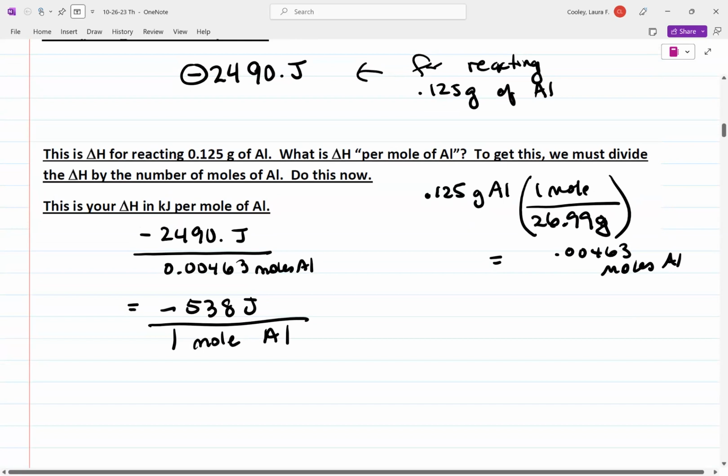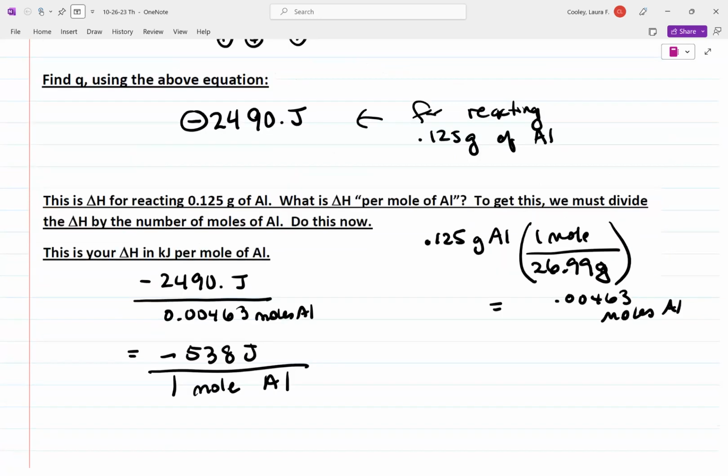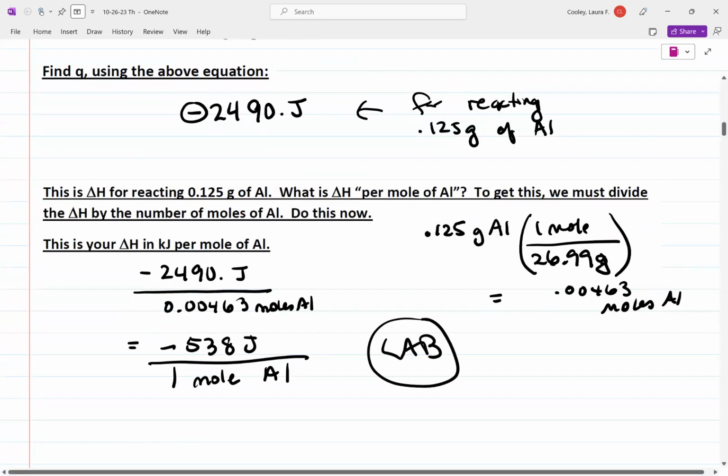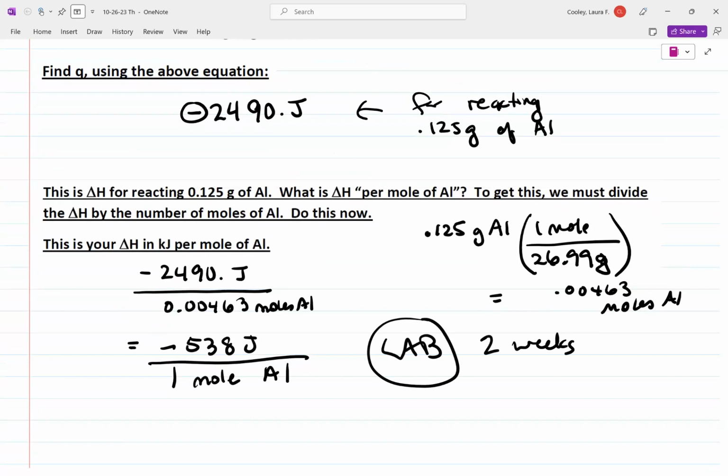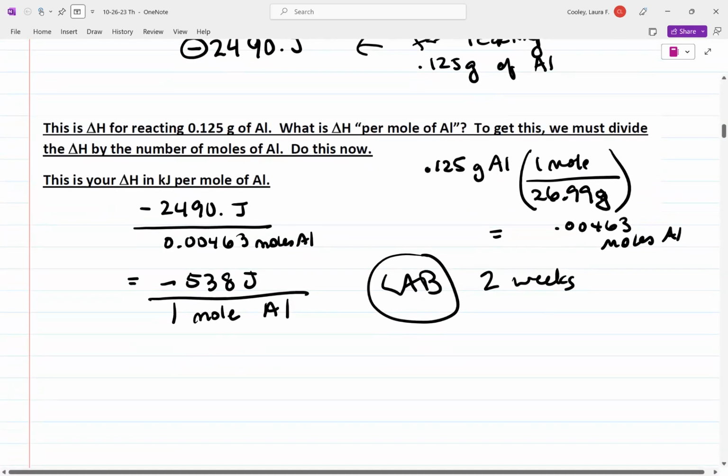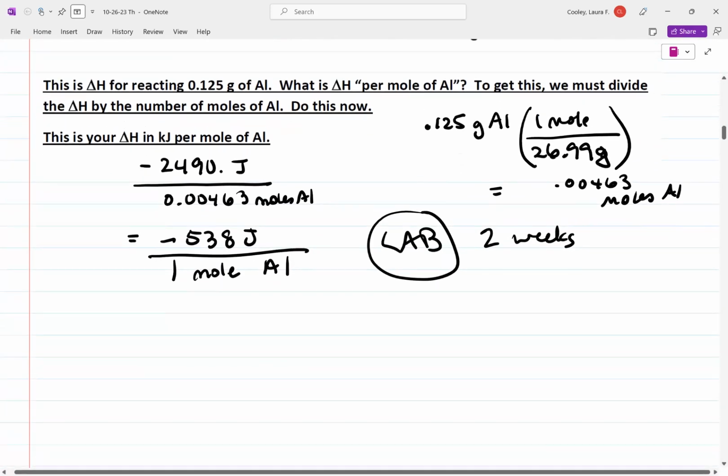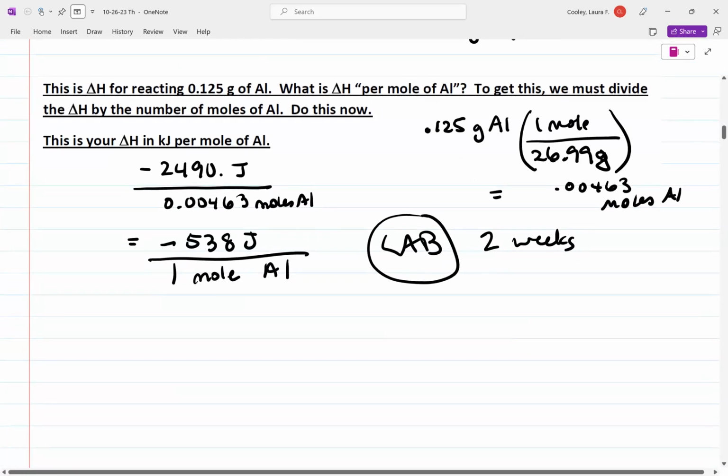Okay, so that's all I'm going to teach you on calorimetry. There is a lab on calorimetry, and I think, I don't know, not next week, it's like in 2 weeks, that you'll need to do some calorimetry measurement. I'm never going to ask you to solve a problem like this. It's just a little bit too involved.